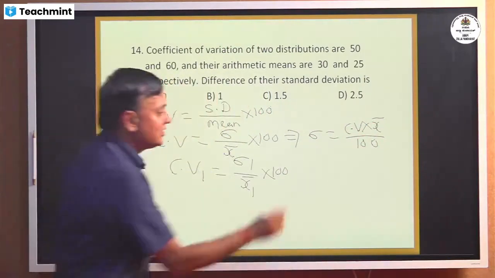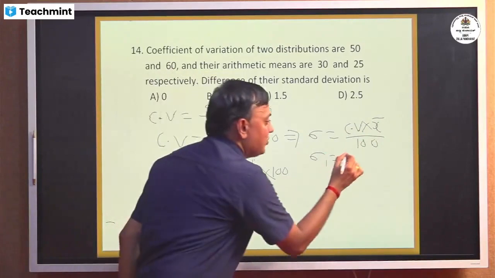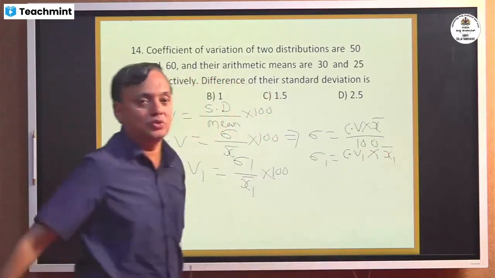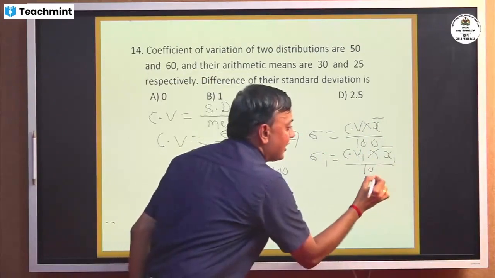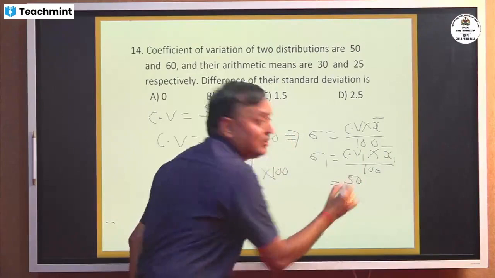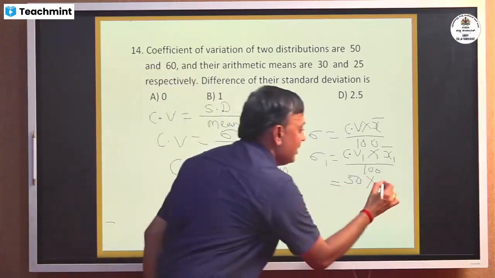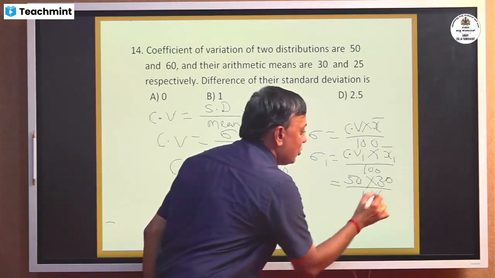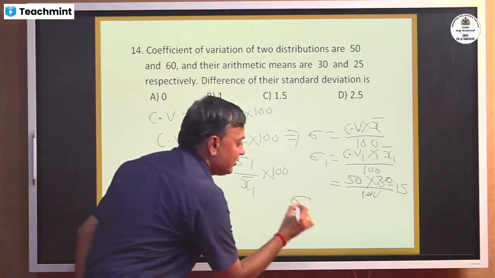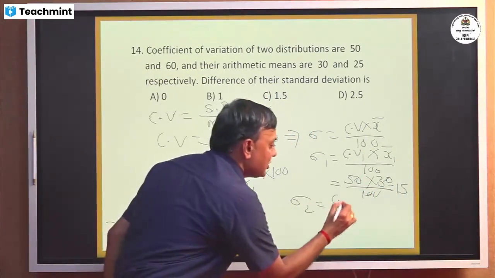Then here sigma 1 means the standard deviation of the first distribution, which is the coefficient of variation of the first one into the mean of the first distribution divided by 100. This is equal to the coefficient of variation of the first one, 50, into its mean, 30, divided by 100. So here it is 15.